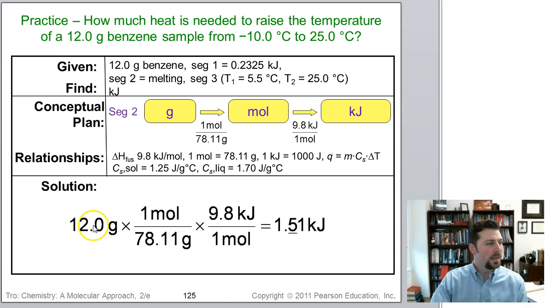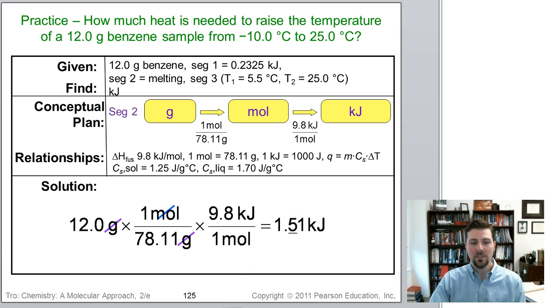Segment 2 here is going to be phase changing from the solid to the liquid. So I have 12 grams, and I'm converting that to moles. This is my molar mass, 78.11 grams per mole. And I'm doing that because I know this number in kilojoules per mole, and I need moles to cancel here. So I'll be left with 1.51 kilojoules at the end. So 12 grams, if my delta H of fusion is 9.8, will require 1.51 kilojoules of heat to melt it.